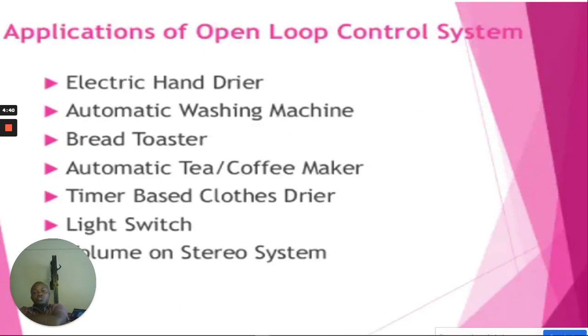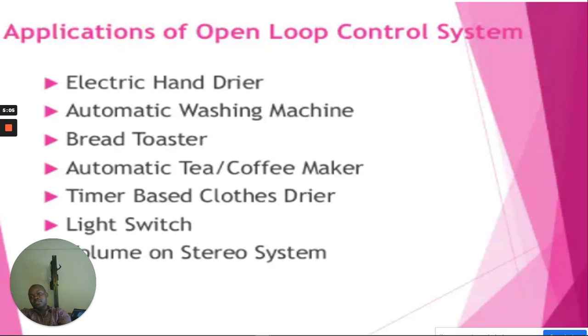So applications of open loop control system, we have an electric hand dryer. The way an electric hand dryer works is that when you put your hand below the hand dryer, it will sense your presence and then it will blow hot air to your hands. The hand dryer doesn't take into account whether your hands are wet or not. So long as there is presence of hands, it will blow hot air.